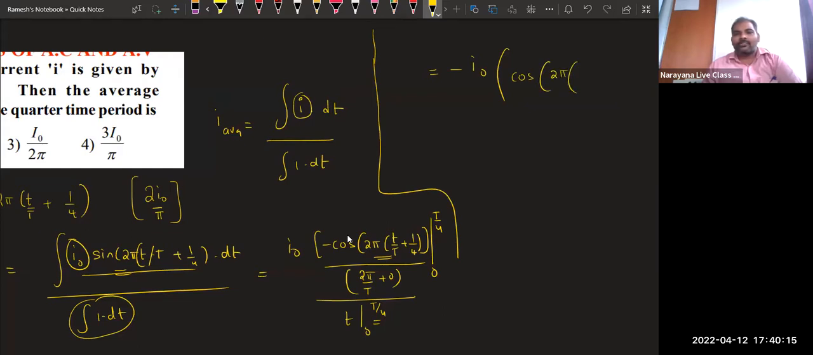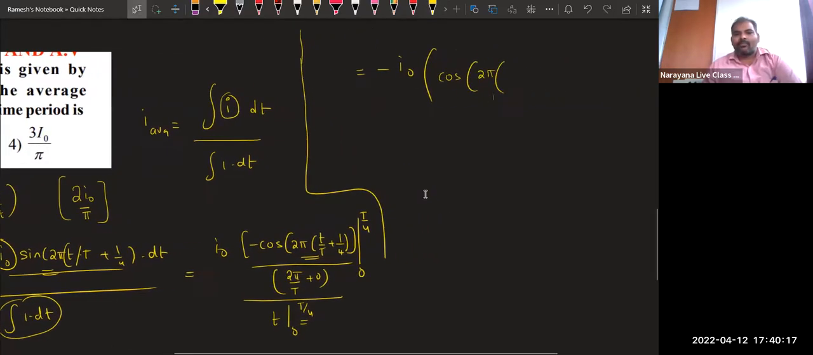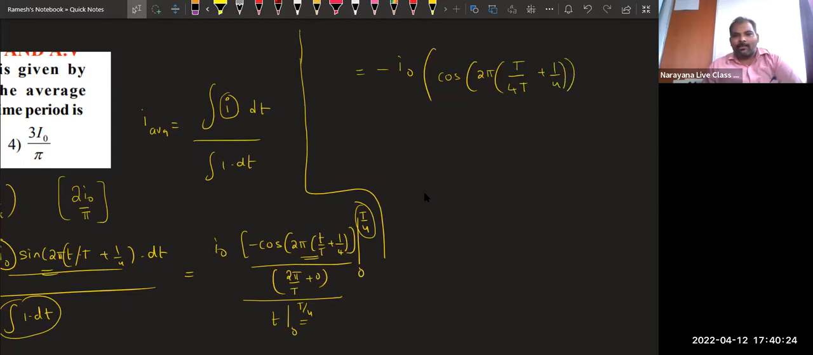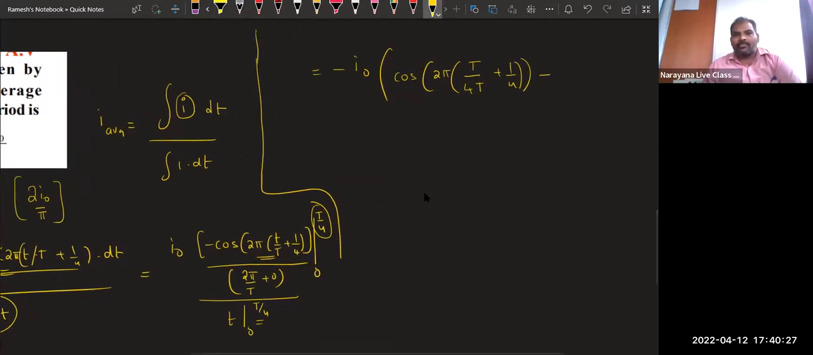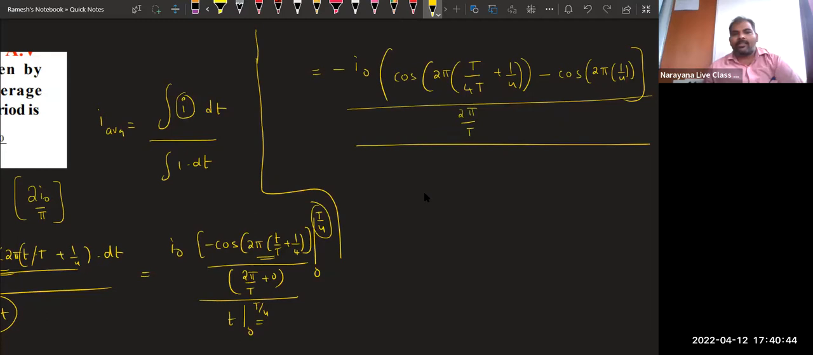2 pi bracket start how much? First put upper limit. What upper limit, right? T by 4 into T plus 1 by 4 and bracket closes. Then minus of cosine of how much? Bracket start. This is your 2 pi into how much? 1 by 4 and whole divided by how much? 2 pi by capital T and whole divided by, then put upper limit here. What do you get? T by 4 minus 0.